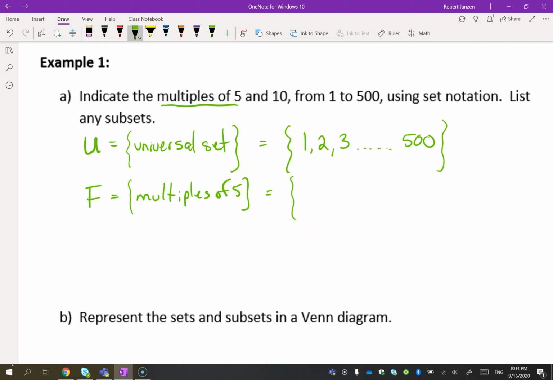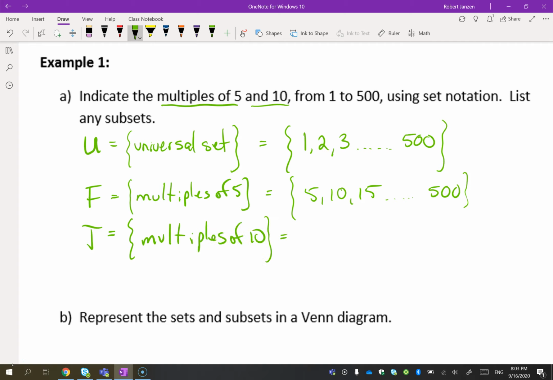They are the numbers 5, 10, 15, all the way up to 500. And then let's call the multiples of 10 T, and it would be 10, 20, 30, all the way up to 500.